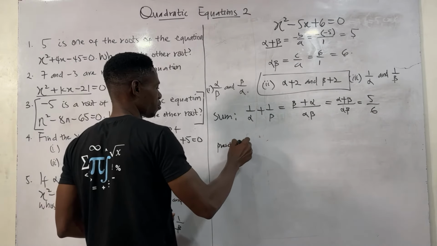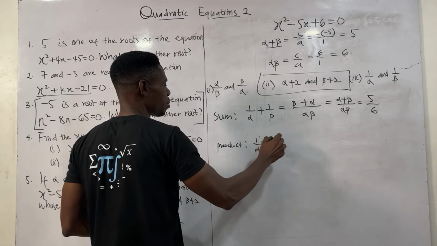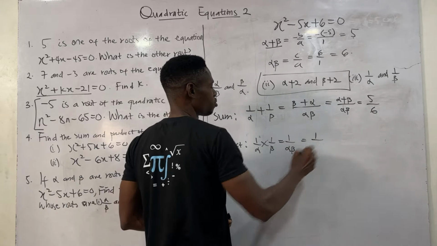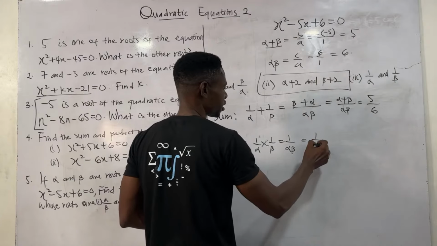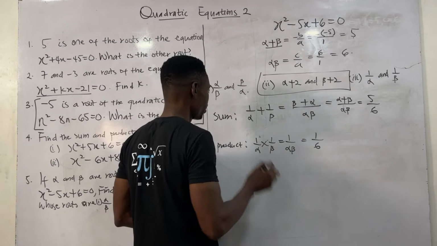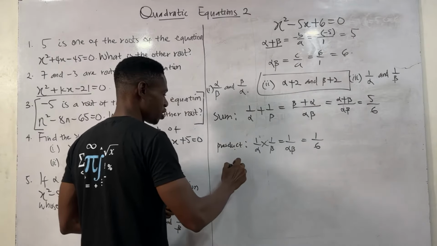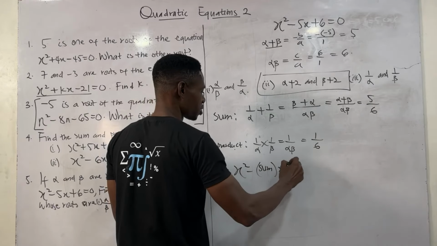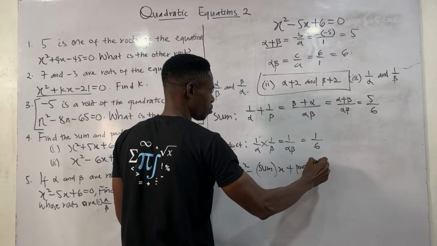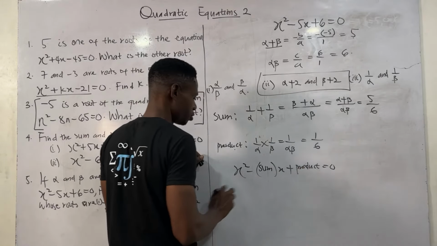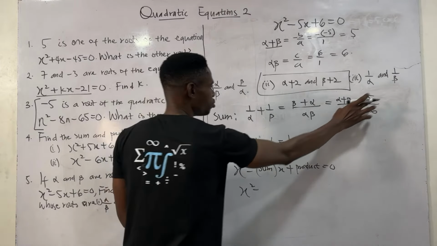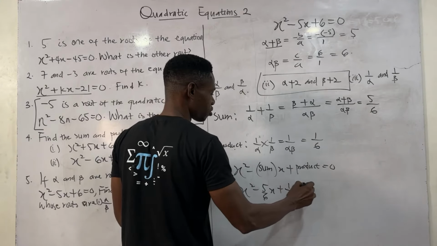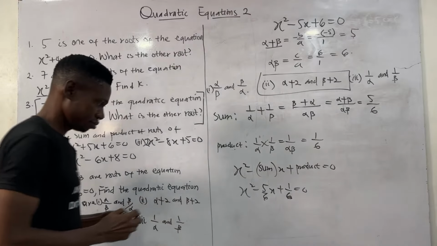Product, 1 over alpha multiplied by 1 over beta, that's 1 over alpha, beta. What's alpha, beta? We have alpha, beta as 6. Okay, so sum and product clear. Remember our formula, it says x squared minus sum x plus product equal to 0. So we have x squared minus, what's the sum of the roots? 5 over 6x plus what's the product? 1 over 6 equal to 0.